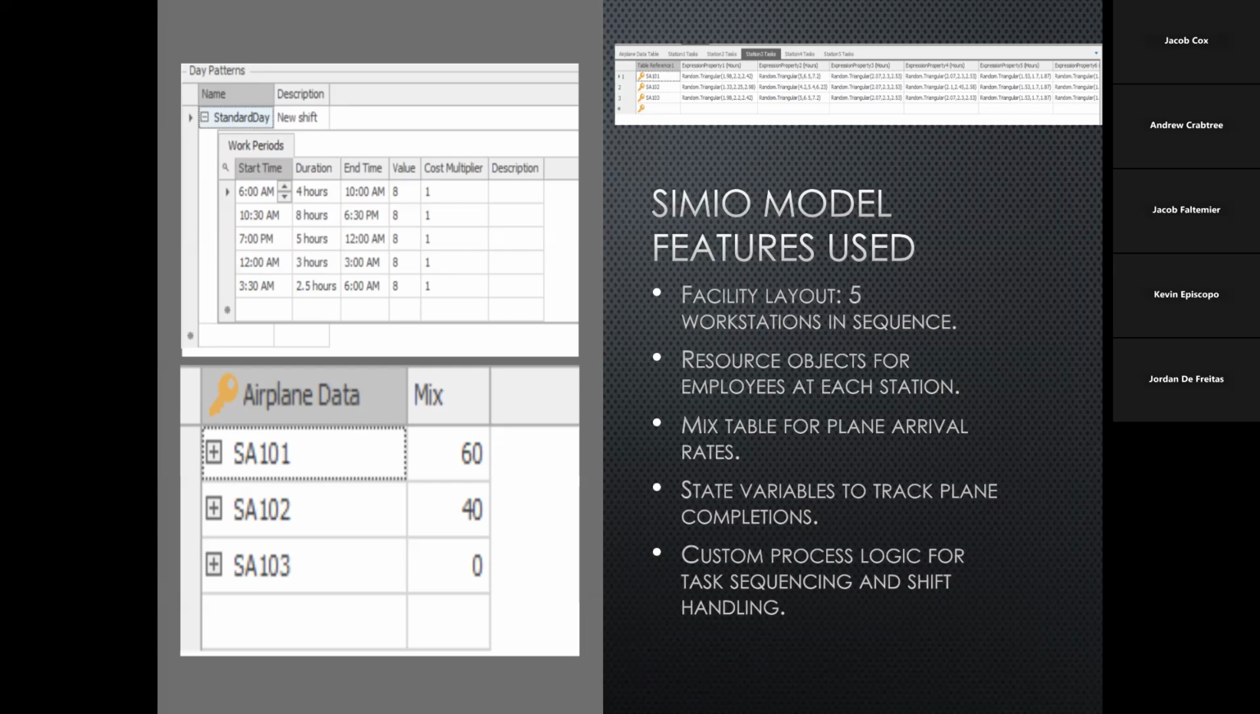On the bottom left is where we have the different mix values for our planes, with the SA-101 showing 60% of the time and SA-102 40% of the time. And this is going to change with our later experiments where we have to switch the SA-103 into effect and have a certain cap for the planes going. And on the top right is where we have our reference models for each task.